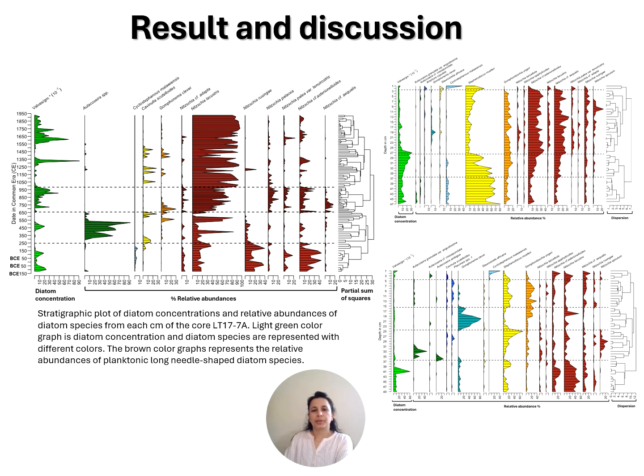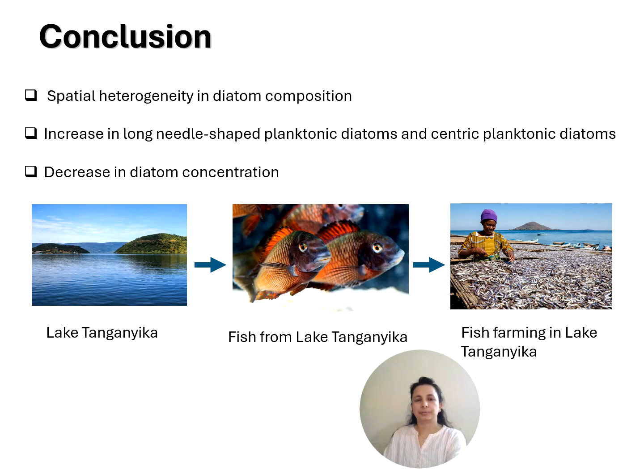We also tried to compare the results from these two short cores with a long core taken from the central basin of Lake Tanganyika in 2017. In that core as well, we could see that the diatom concentration declined around 1860, and the assemblage was mainly dominated by Nitzschia lacustris. However, in that core, the concentration of other benthic species was very low or even absent. So from this result we can see the spatial heterogeneity in the diatom composition at different locations of the lake. At the same time, we could see a decline in diatom concentration in the recent period.